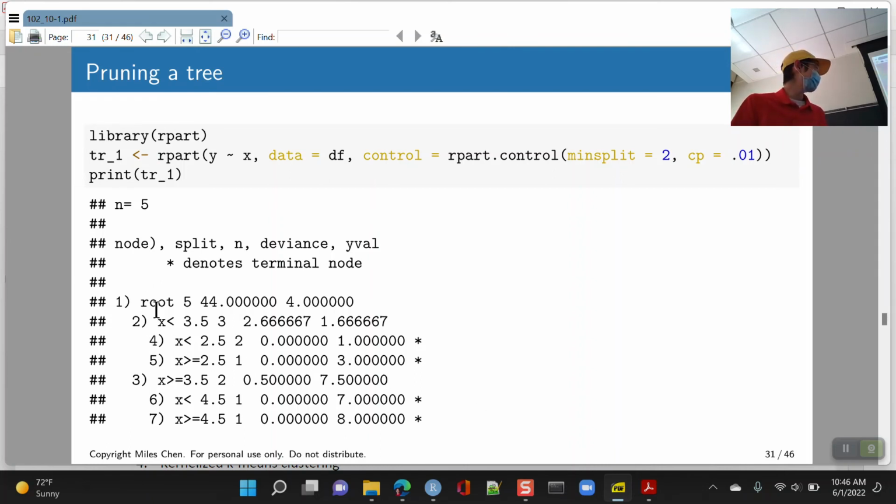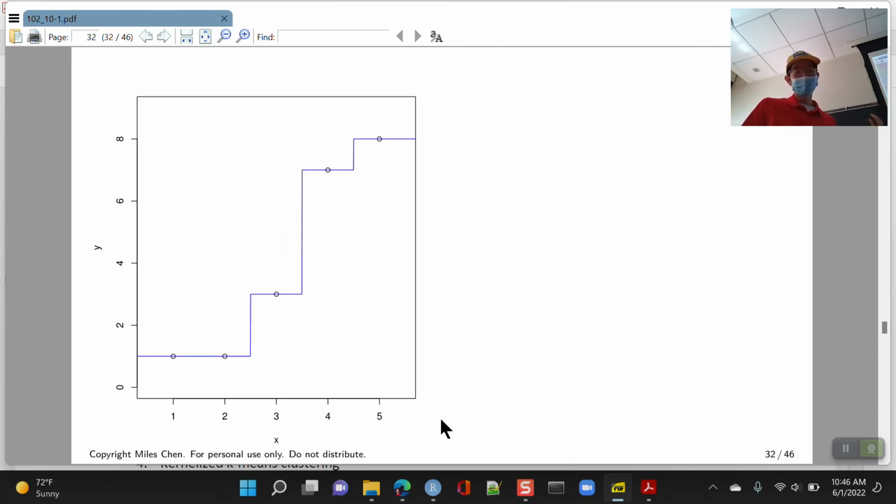So we're going to go back to the toy data set, and I'm going to let it overfit. Basically, we end up with 4 terminal nodes, and that's because we have 4 unique values in our Y. Our unique values were 1, 3, 7, 8. So the overfit tree looks like this.